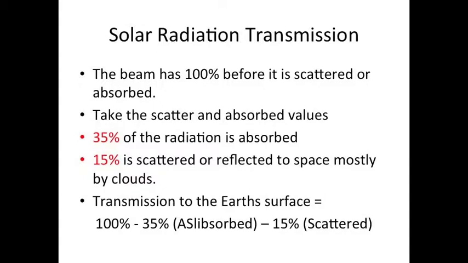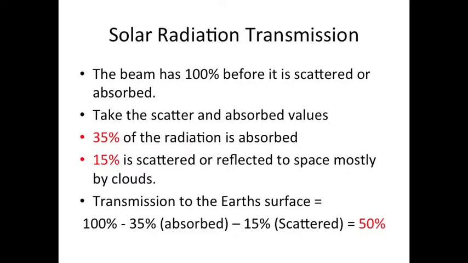So we're going to want to subtract the absorbed and scattered from 100%, because that's what's getting taken away from the beam that's going to eventually make it to Earth. So the transmission to the Earth's surface is 100% minus 35%, which is absorbed, and minus 15 more percent, which was scattered. So 100% minus 35% minus 15% equals 50%.